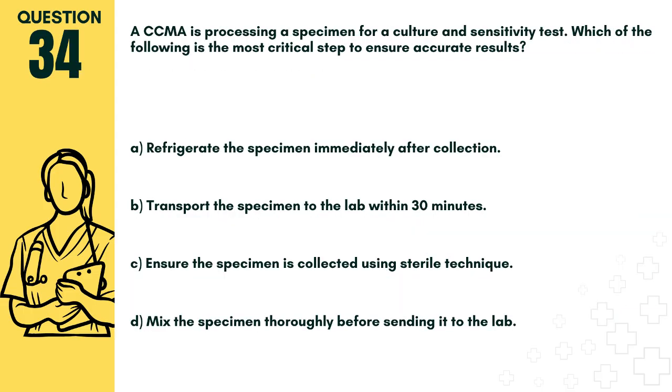Question 34. A CCMA is processing a specimen for a culture and sensitivity test. Which of the following is the most critical step to ensure accurate results? A. Refrigerate the specimen immediately after collection. B. Transport the specimen to the lab within 30 minutes. C. Ensure the specimen is collected using sterile technique. D. Mix the specimen thoroughly before sending it to the lab.